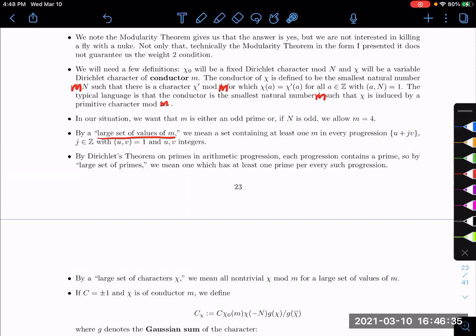And by Dirichlet's theorem on primes in arithmetic progression, every single one of these progressions has to contain a prime. And so that leads us to the definition of a large set of primes. A large set of primes will be a set of primes which contains at least one prime for every single one of these progressions.